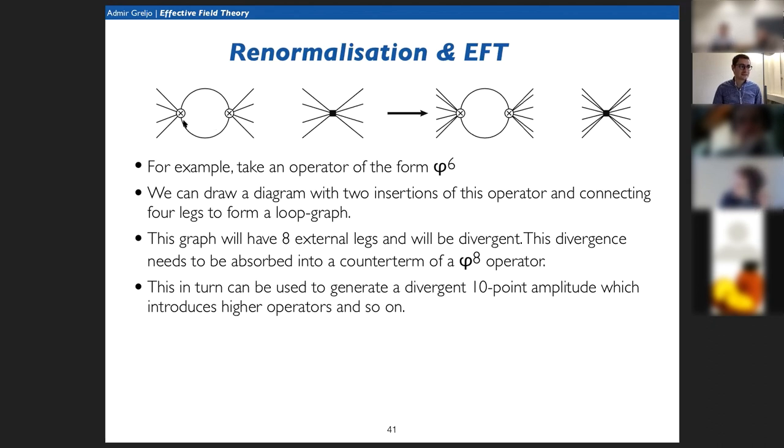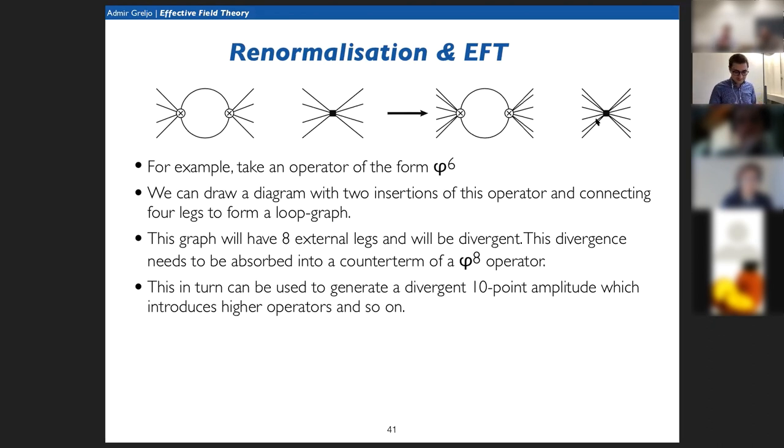To cancel this divergence, you need a counter term. So you have to introduce a dimension 8 operator with 8 legs. Now you have a dimension 8 operator. You can close the loop and get dimension 10, etc. And you can move on, and then you see that you basically need infinitely many counter terms.